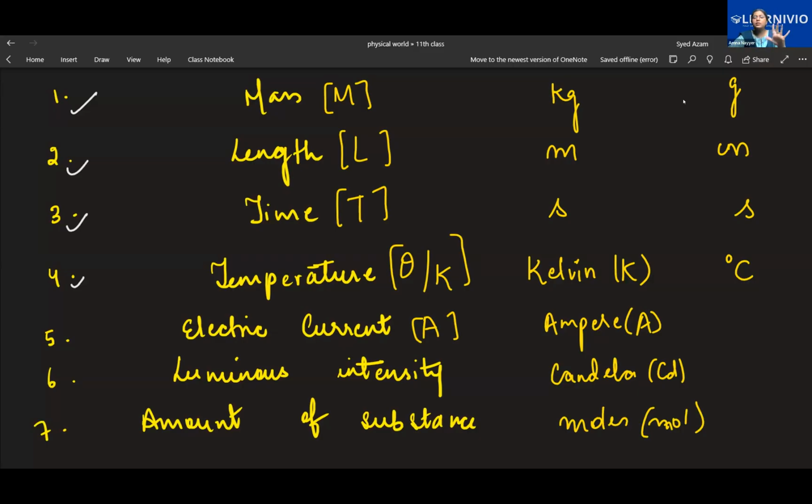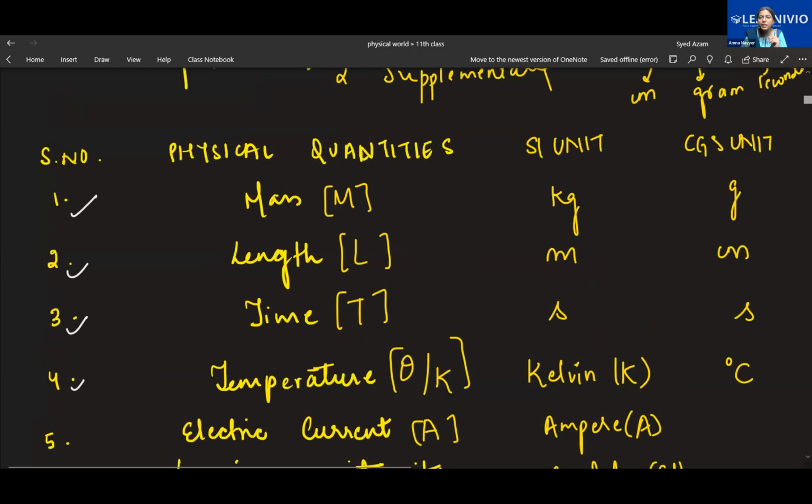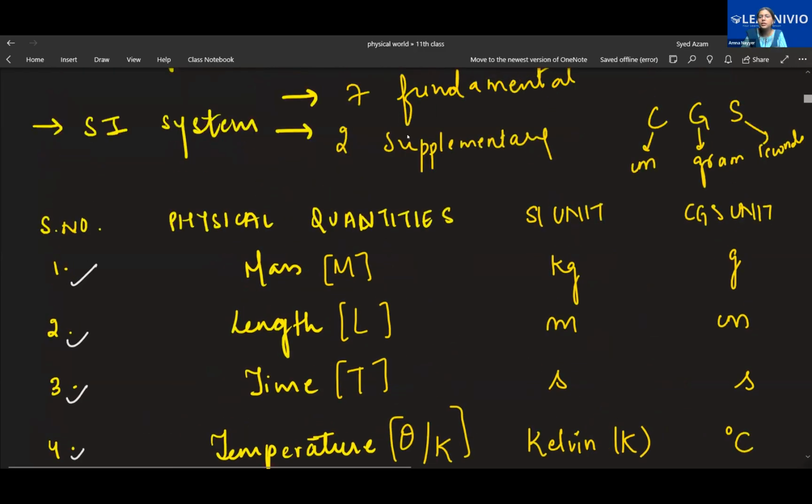So these are your 7 fundamental quantities that are basic in nature. They cannot be constructed with the help of different quantities. Indeed, they help in forming new quantities. Now, I told you that in the SI system, 2 supplementary quantities are also present. These are the main ones, but 2 additional quantities are also there. That we'll see later. First, make it in a tabular form so that you remember. So we'll be doing the 2 supplementary here.